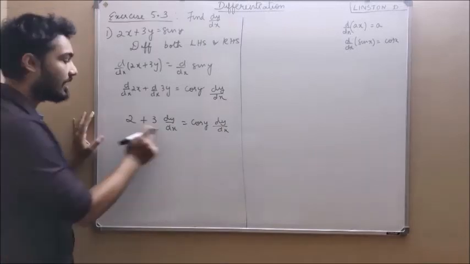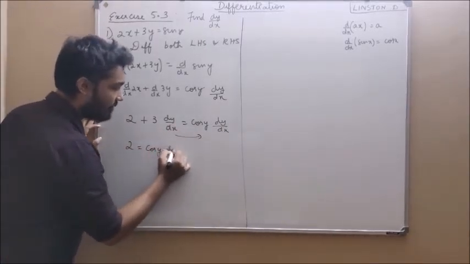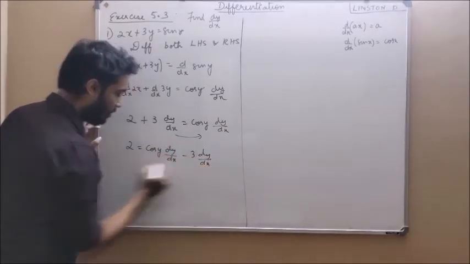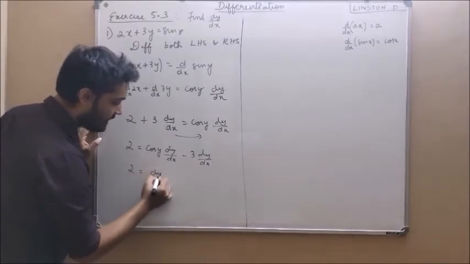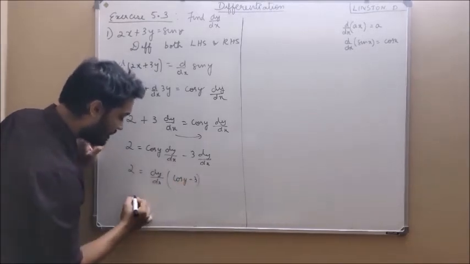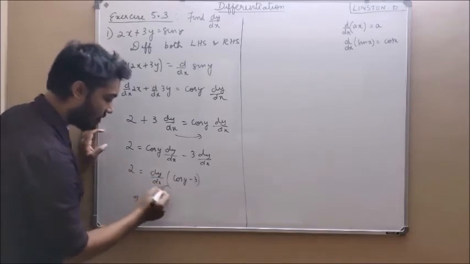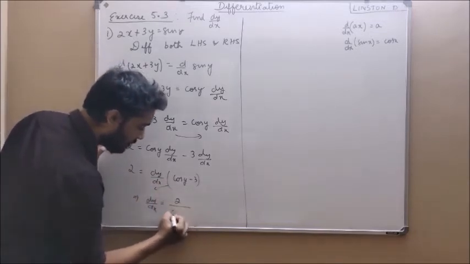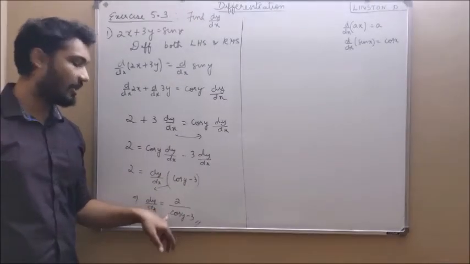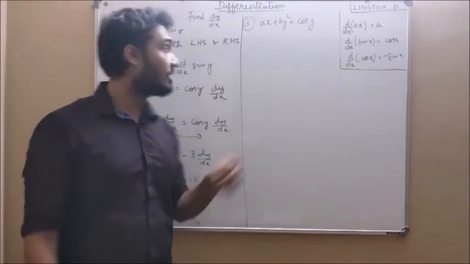Now we have to find dy by dx, so take the dy by dx terms together, rest of the terms separate, so take this to the other side. So 2 equal to cos y dy by dx minus 3 dy by dx. So this is 2 equal to dy by dx, take common, cos y minus 3. So what is dy by dx? Take this down. So it is 2 divided by cos y minus 3. So dy by dx equal to 2 divided by cos y minus 3. So this is the answer. Now we will do the next question.